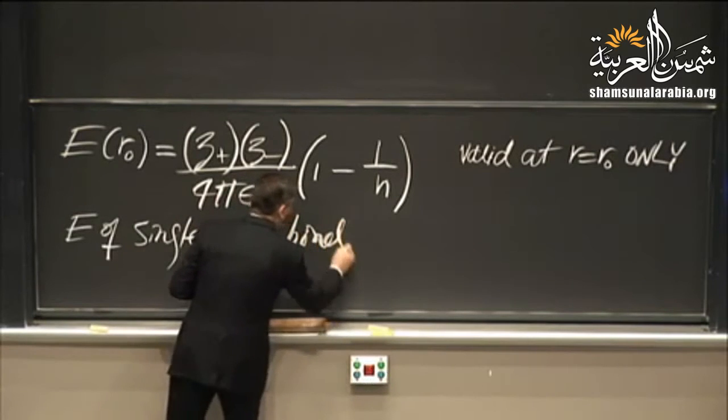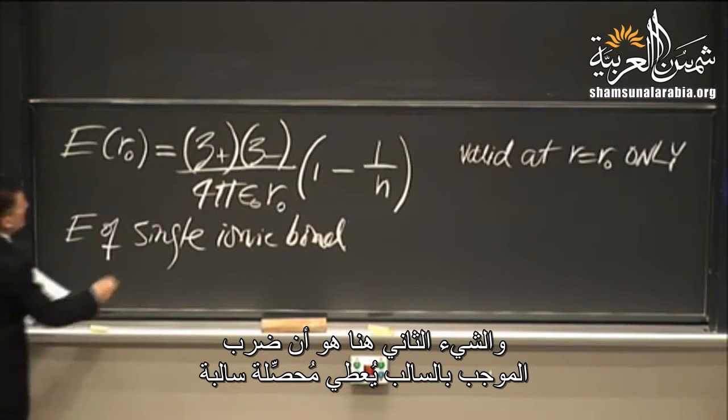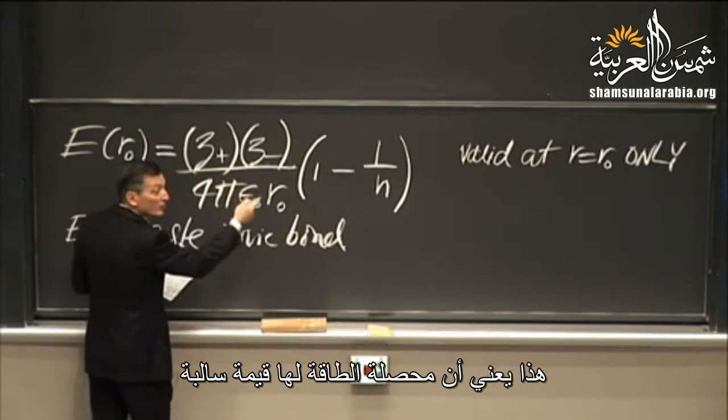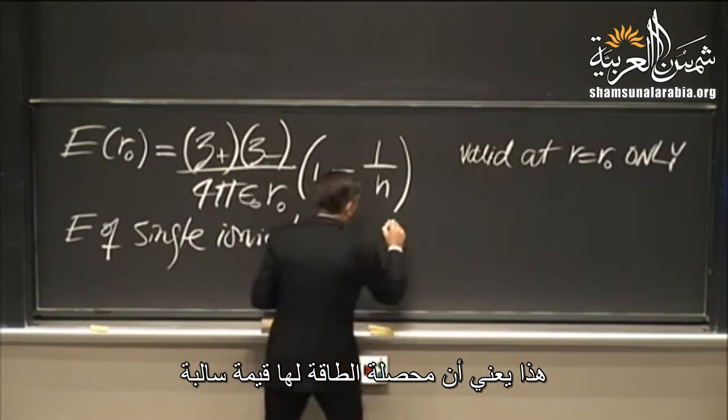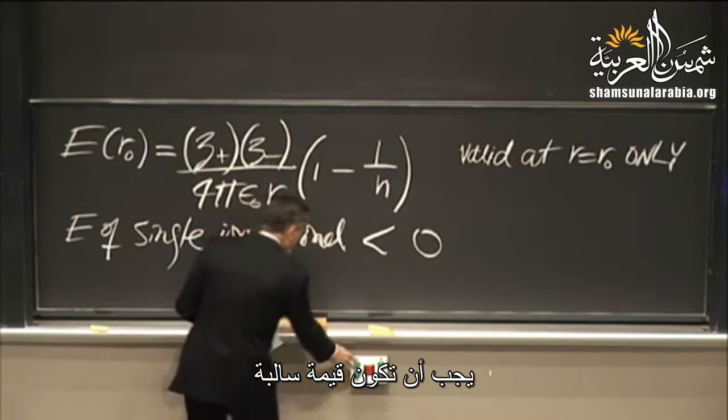So there it is. And so this is the energy of a single ionic bond. Because that's all the energy that's there. It's the single ionic bond. And the second thing that we realize is plus times minus is net minus. So this means that it's a negative quantity, as it should be. It has to be a negative quantity.